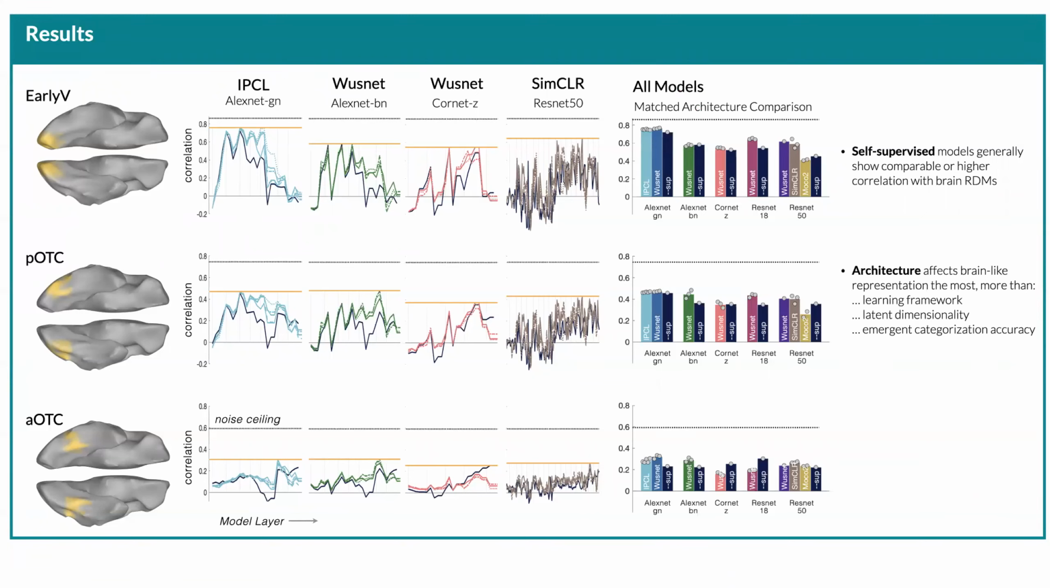The second thing is that architecture by far is the biggest factor that affects brain-like representation, more than the learning framework, whether it's IPCL or Wu's net or even category supervised versus not. Architecture dominates. The latent dimensionality didn't matter at all. So these 3 different lines are the 3 different sizes of the latent space, not a big factor, and even emergent categorization accuracy, which I'll show you on the next slide. In fact, within architecture, the thing that really mattered the most was these internal layer normalizations, group norm versus batch norm. This really is what seemed to have a substantial impact on emergent brain-like representation. You can see that difference, for instance, there.